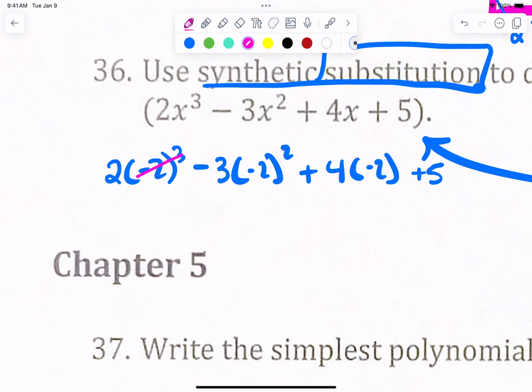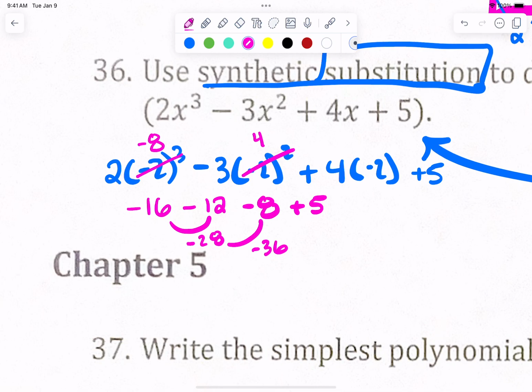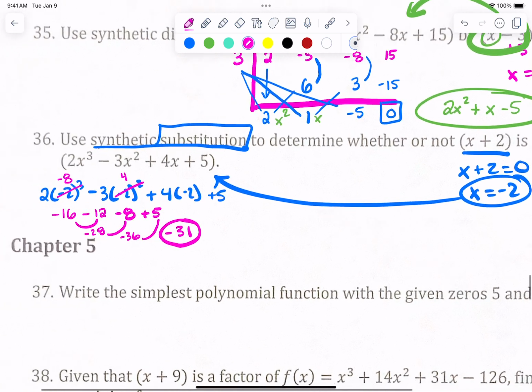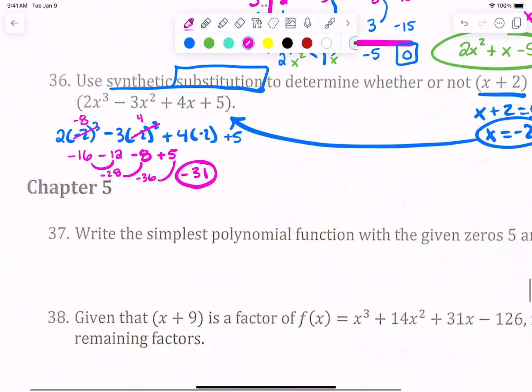-2 to the third power is -8. -8 times 2 is -16. -2 squared is 4 times -3 is -12. Are you with me? Then 4 times -2 makes -8, plus 5. This is -28, minus another 8 is -36. Plus 5 is -31. Is that the correct answer? No. So -31 is what I get when I plug it in. So is that thing a factor? No, because it has a remainder. C, not a factor.